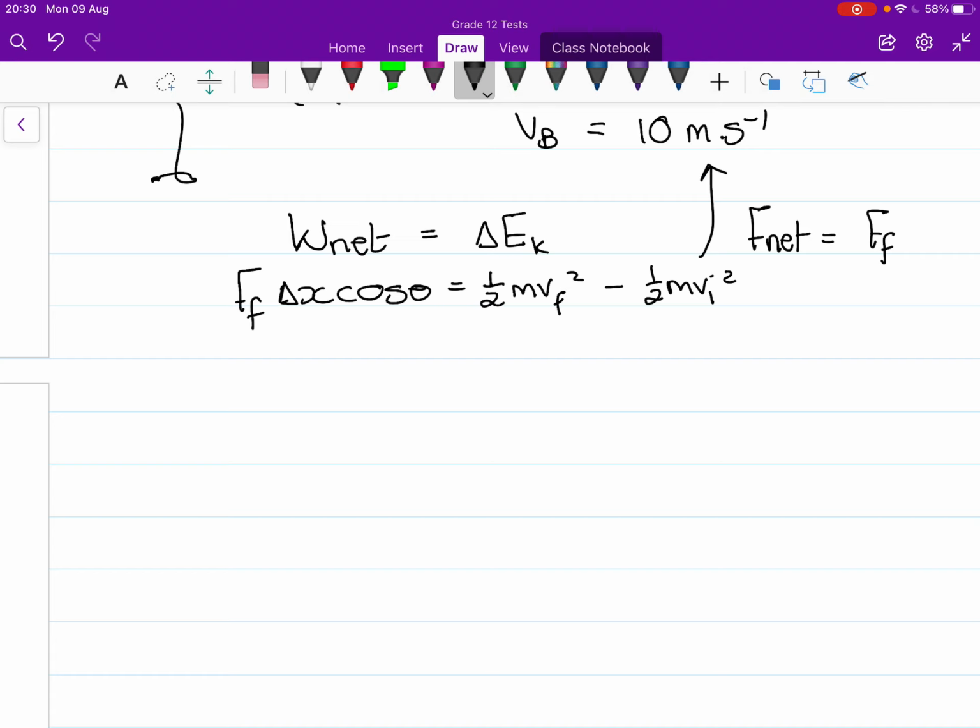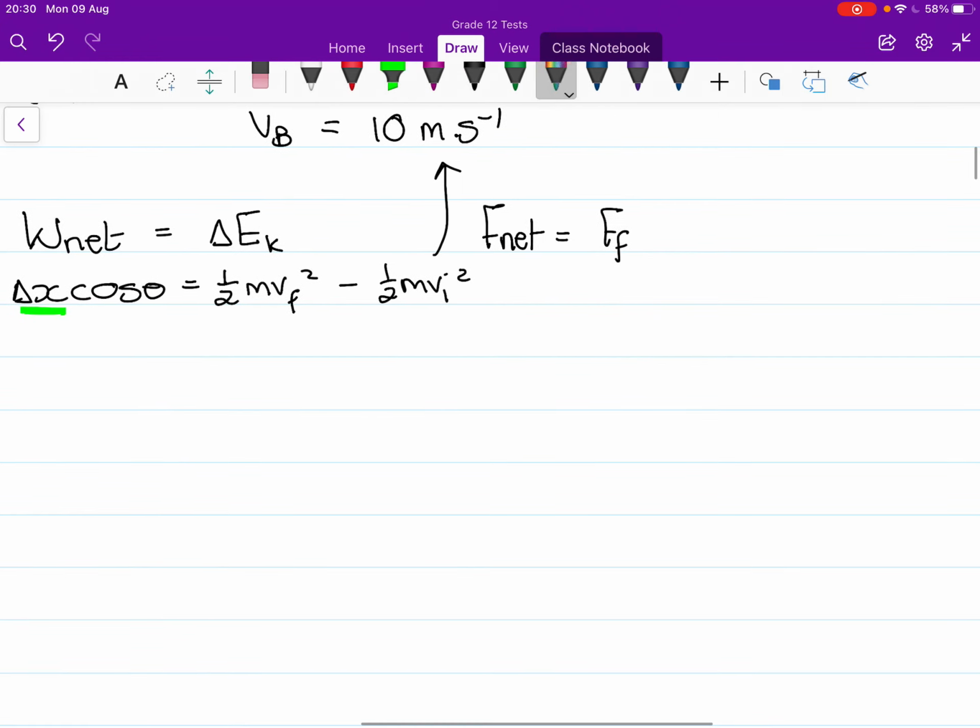Vi is 10. We've worked it out. Okay? We are looking for delta x. What I need is friction. I don't have friction. So now we need to remember, because we've done this before, that friction is mu k Fn. It's moving horizontally, so Fn is actually Fg. So to get friction, I'm going to have to go mu k times mass times gravity.